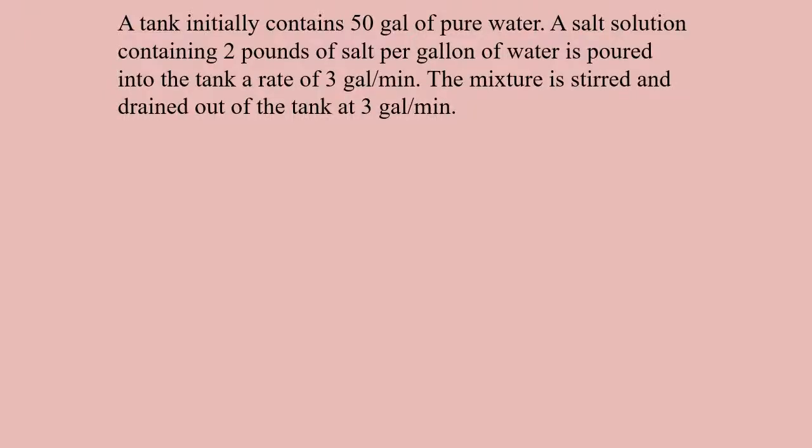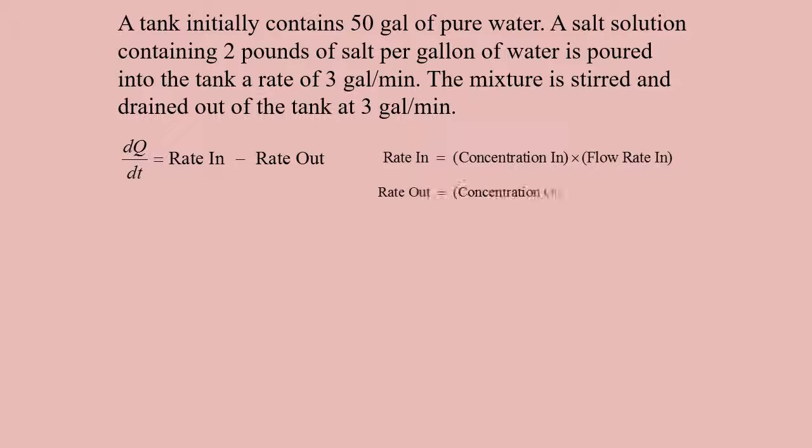So here's a typical problem that we might see concerning mixtures. So we'll take our formula, dQ/dt, rate in minus rate out, and see about computing. First off, the rate in. The rate in is the concentration in, which is given right here, times the flow rate in, which is also given right here.